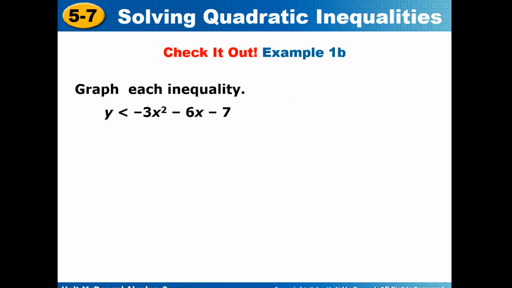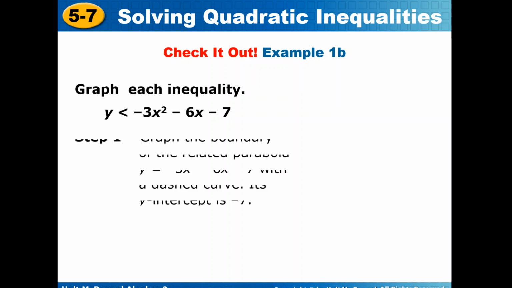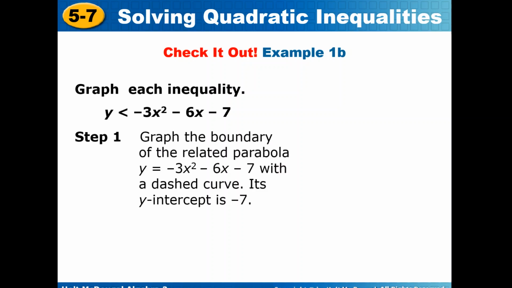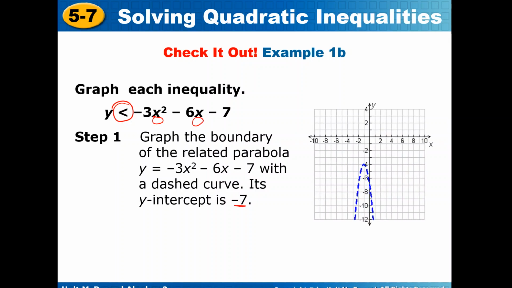All right, here's another one we'll try. I'm just going to do these for you. They're a little bit tricky. Again, the first thing you want to do is graph it. This is going to have a dashed line because it's not included. It's not equal to. We're going to find the y-intercept, so what is y when x is 0? We can see that y is going to be negative 7. So I can go ahead and graph 0, negative 7, which is right here.